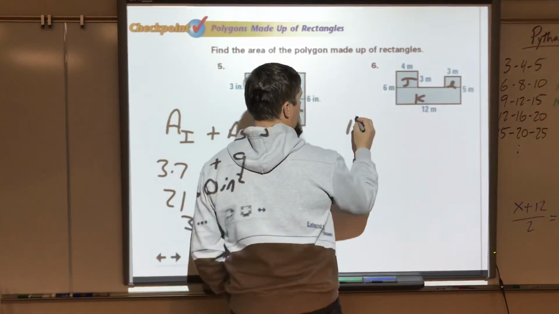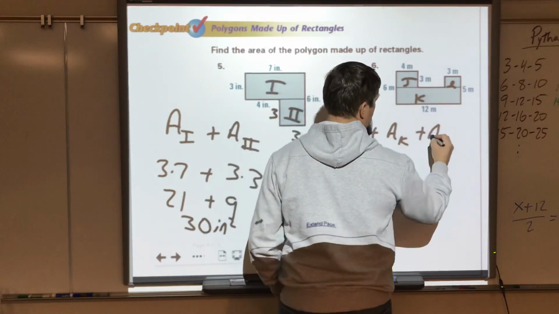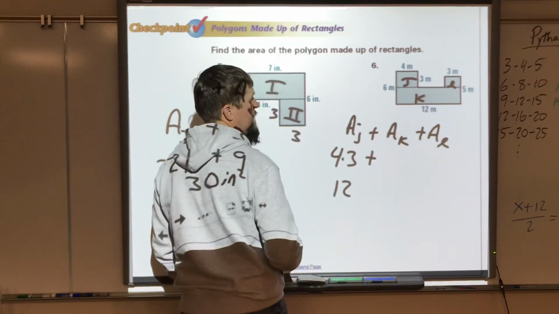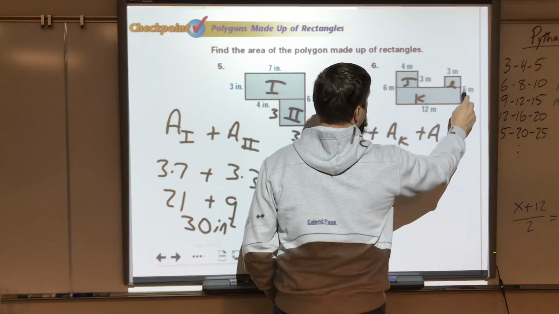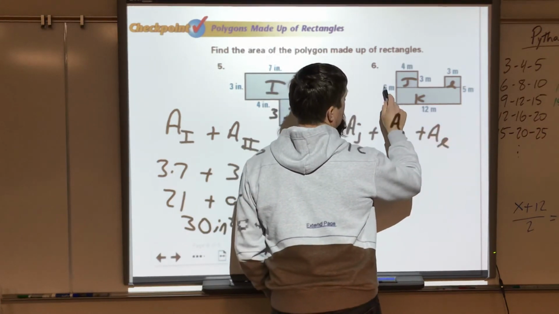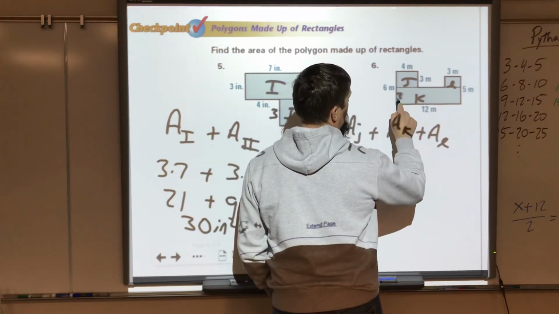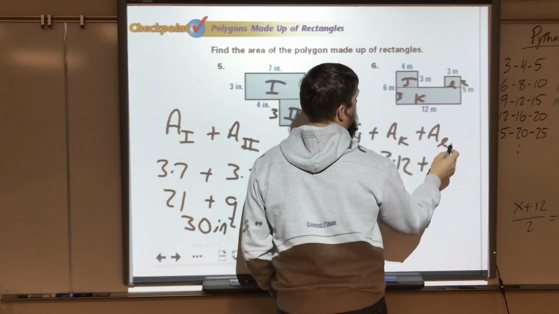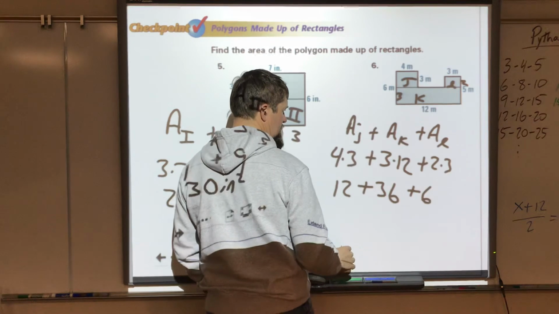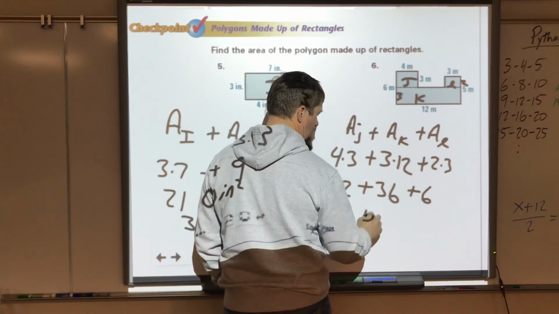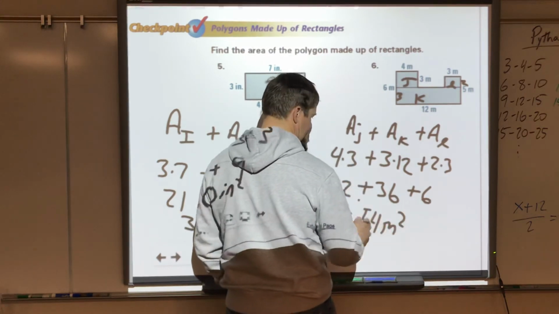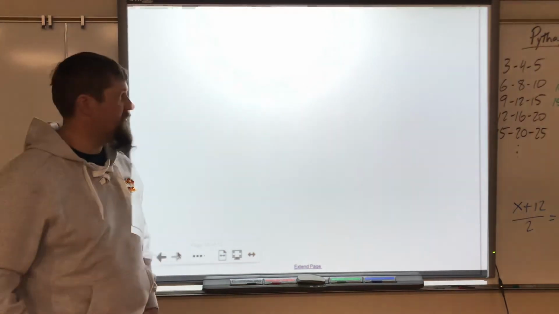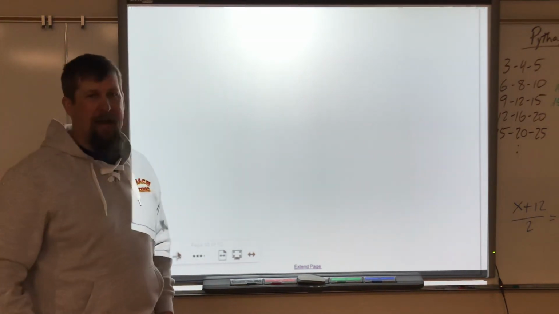JKL. So the area of J plus the area of K plus the area of L. Area of J is 4 times 3, which is 12. K is 12 times, this is 6, this is 3. So this has to be 3. So 12 times 3, which is 36. L, this would have to be 2 times 3, which is 6. So that would be 48 plus 6 is 54 meters squared. And that's it for section A3, just finding areas of rectangles and squares, just making sure you label your answers and show your work.